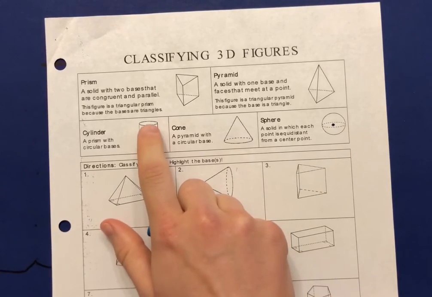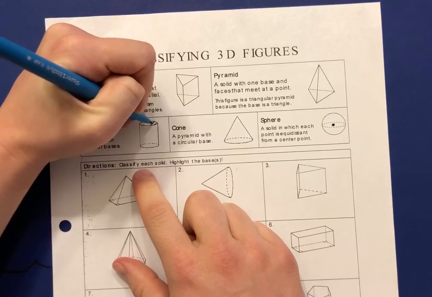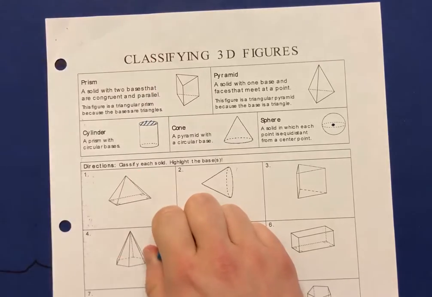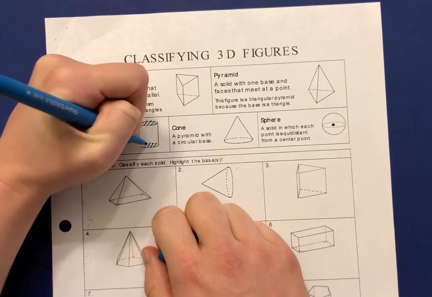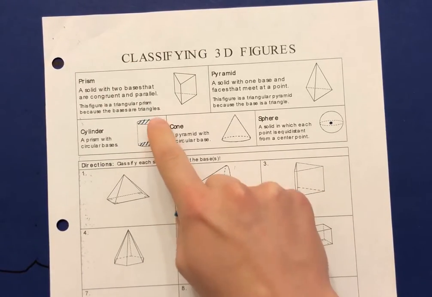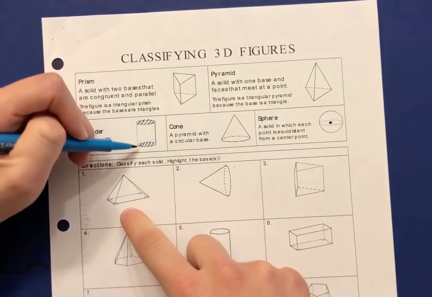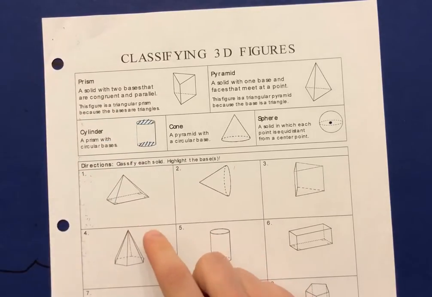So, it's easier to see on the cylinder. So, I'm going to show you that. So, this is a base. And that is a base. If you can tell, they are congruent. They're the same shape. They're congruent. They're parallel to each other. And all you do is you connect them, okay?